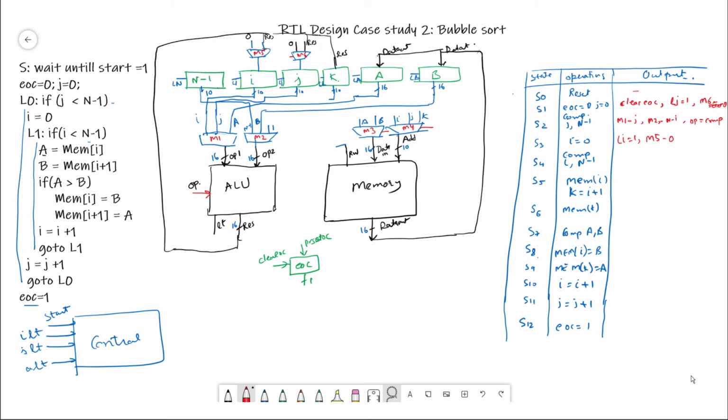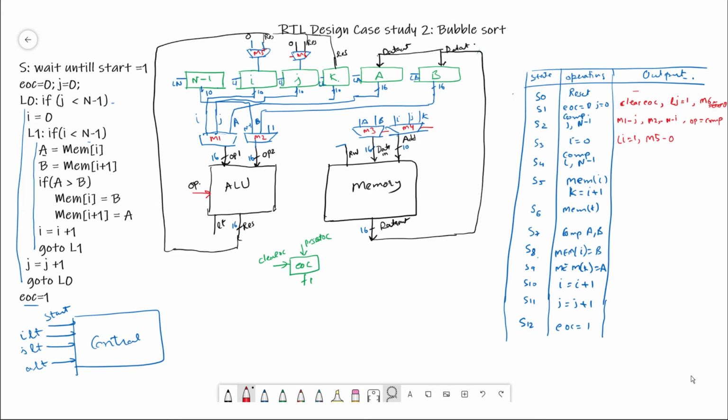Okay, so load I has to be enabled and M5 equal to 0. Also we have to note that whenever S3 or any other state comes, whatever signal we have given in the previous state will all automatically become 0. So only Li should be equal to 1, and all other signals, Ln, La, Lb, Lj, Lk, all of them have to be 0.